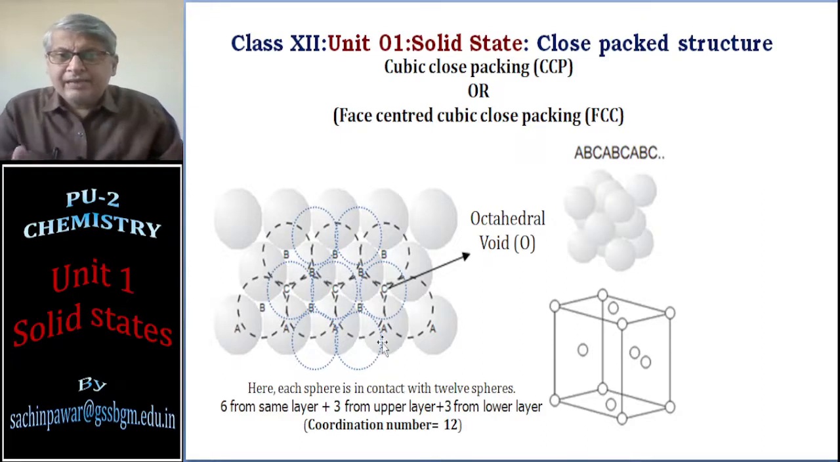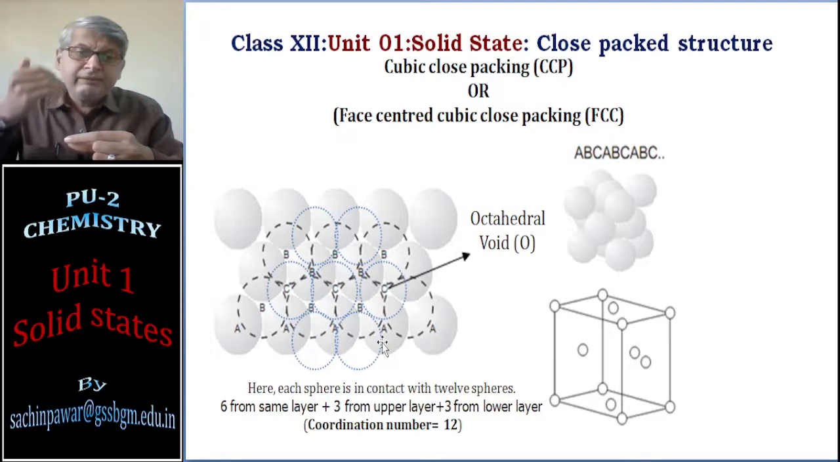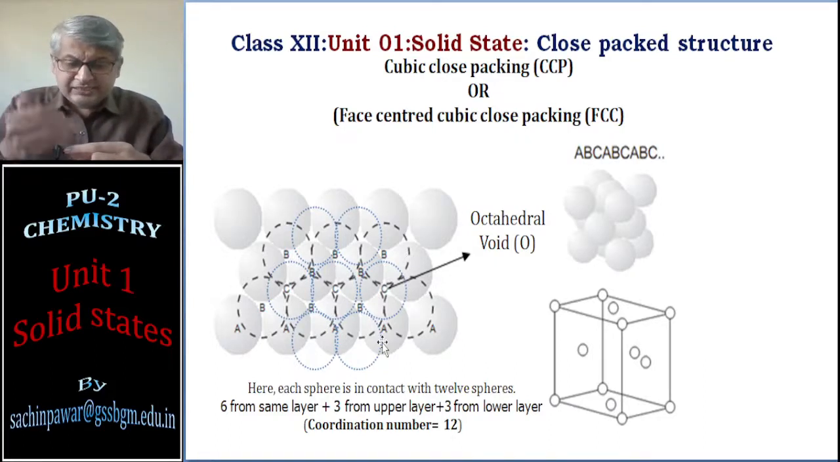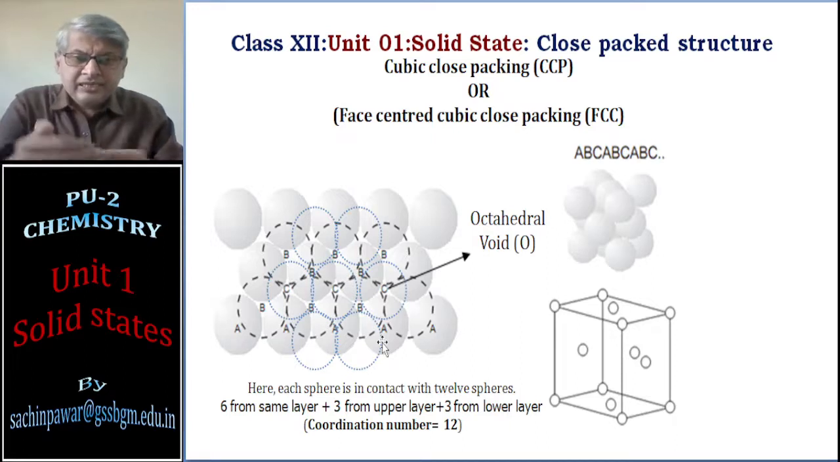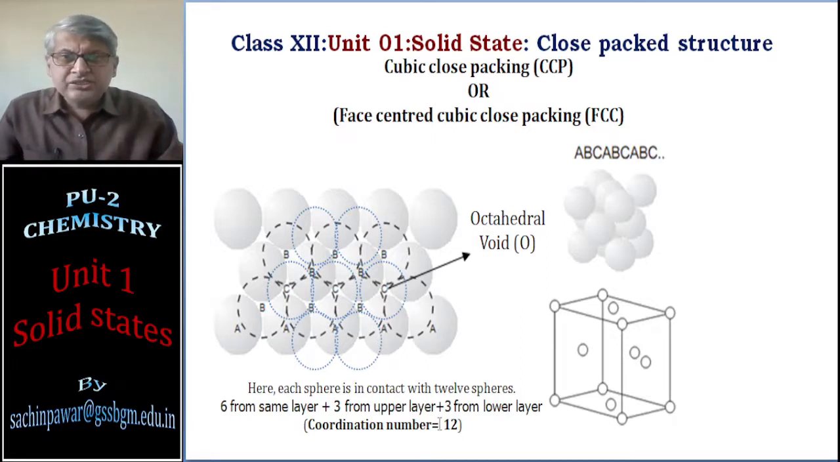first layer. That means if I count the number of particles in touch, the neighbors, a B particle will be in contact with 6 particles of the same plane, 3 particles below the plane, 3 particles above the plane. So the total makes it 6 plus 3 plus 3, that is 12. So the coordination number in CCP or FCC is 12 here.